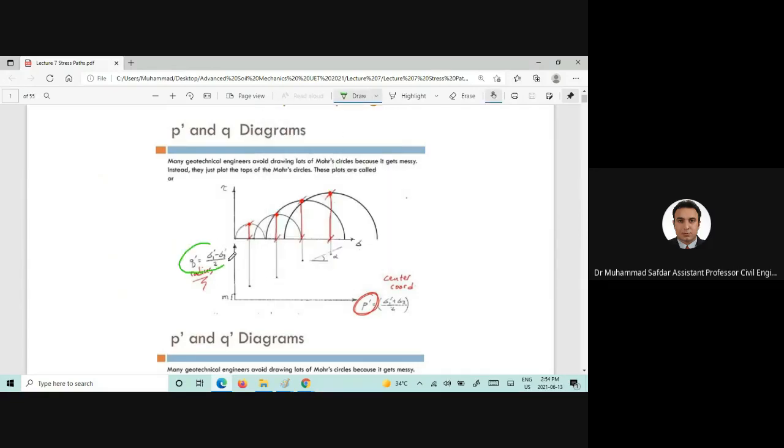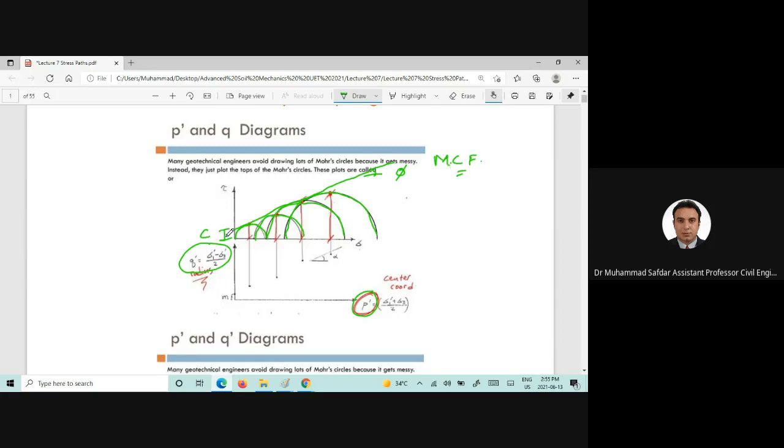For example, Q prime or Q and P prime. Now when you draw the Mohr circles, what we were doing till now, we will just draw a tangent and then we will find out the phi and C using the Mohr-Coulomb failure envelope, which we also studied during our undergrad.